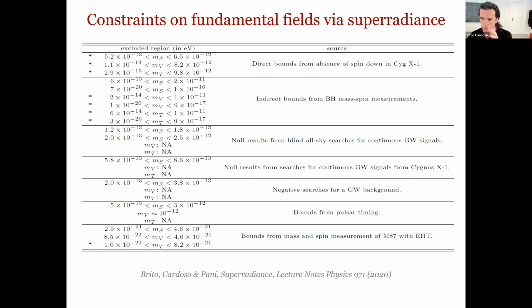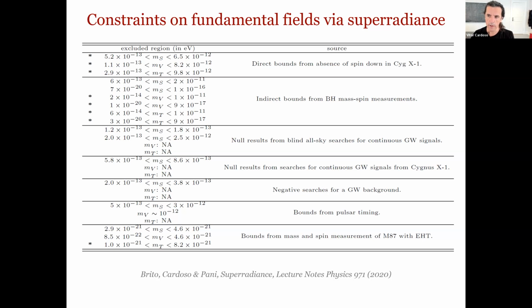So there is, yes, that's actually I think an ongoing project by two different groups. Now, these constraints assume that there's no coupling at all to the standard model. So you just have your axion or your scalar field, it's producing a cloud, and the cloud is spinning the black hole down and emitting gravitational waves.